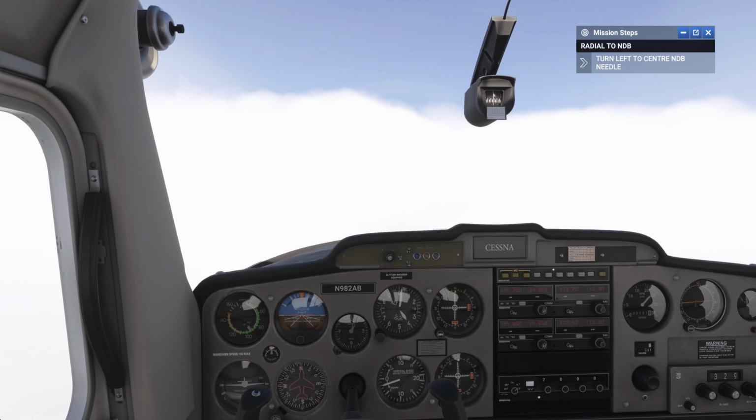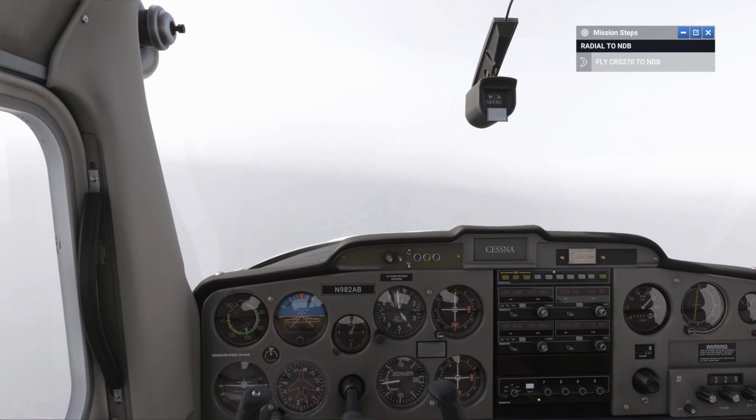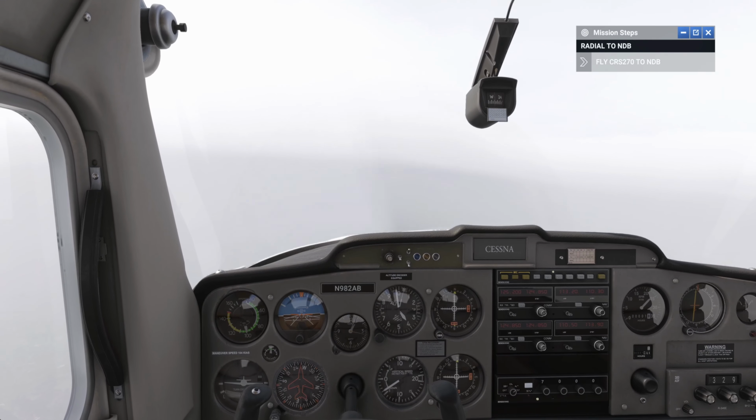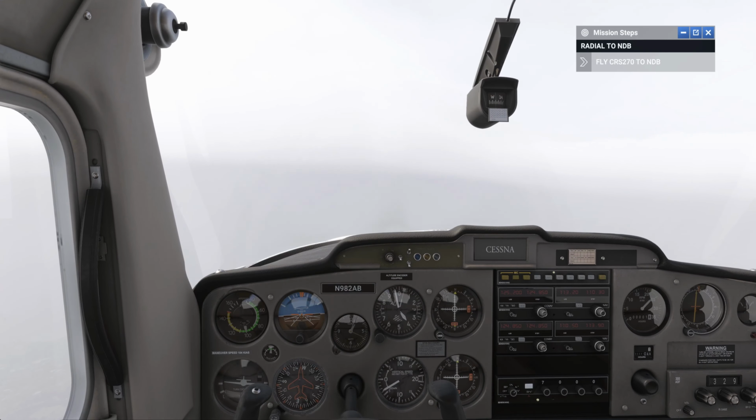Disregard the bearing card that encircles the RBI. Mentally superimpose the RBI needle onto your heading indicator. Modern avionics will do this for us, but here we must use our imagination. Use the push the head method to keep us flying inbound to the NDB on the course 270.